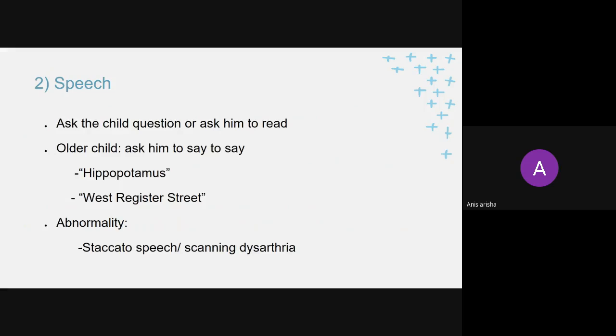For the speech, we can ask the child any question or ask him to read. However, in older children, we can ask them to say hippopotamus or West Register Street, as they are able to follow our command. In speech, we will look for staccato speech or scanning dysarthria. After we have finished with the face, we go to the upper limb.